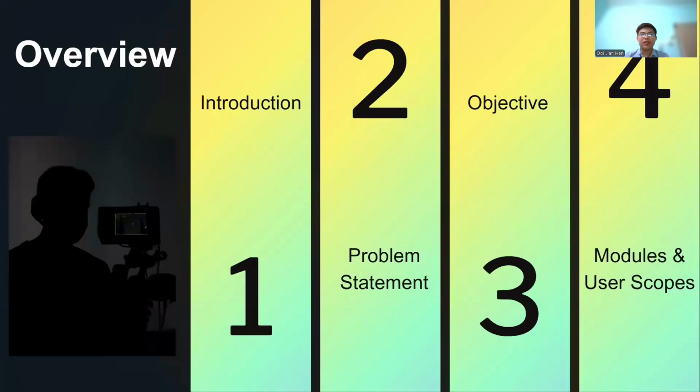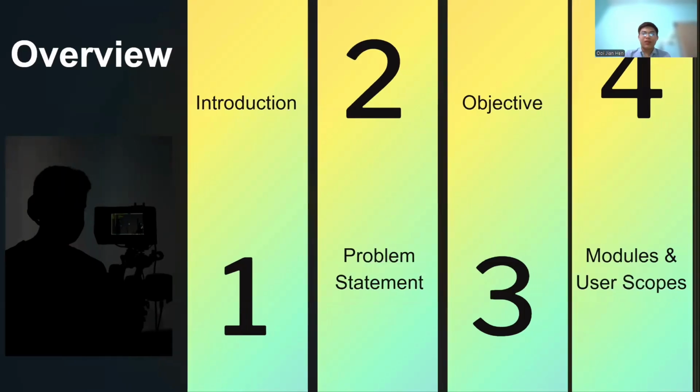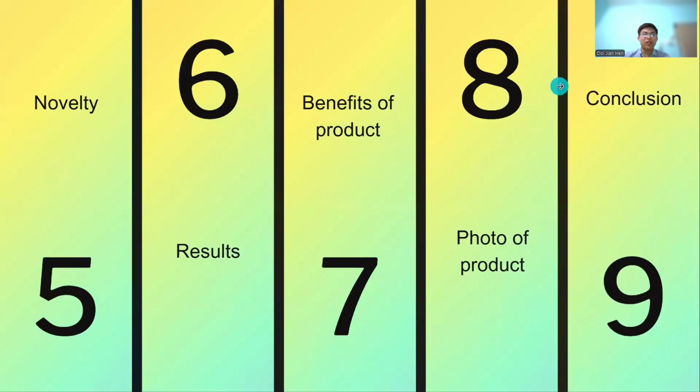And this is the overview with all the PPT slides. There are a few slides here. The first is the introduction, then the problem statement, objective, modules, and user scope. And the fifth is the novelty, result, benefit of the product, and the photo of the product. And lastly is the conclusion.